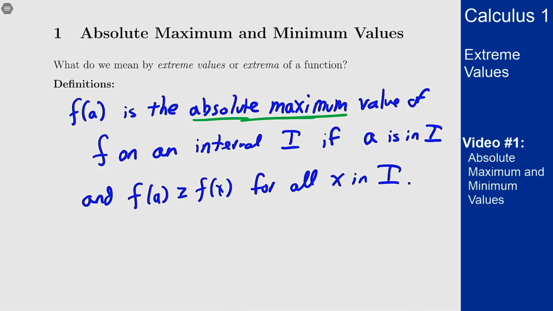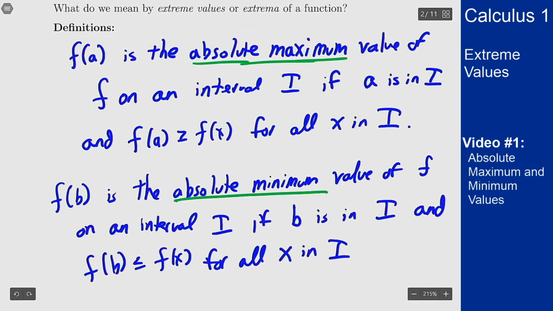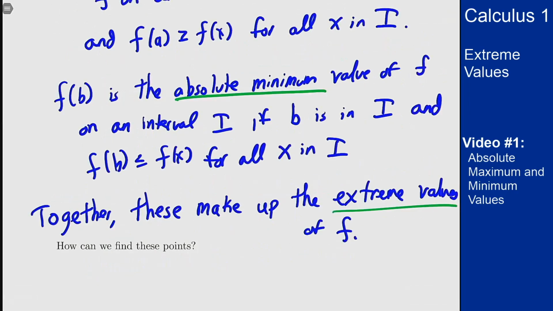We have a similar definition for the absolute minimum value, just with the inequality going the other way. We say f of b is the absolute minimum value on the interval if b is a point in the interval, and f of b is smaller than or equal to every value on the interval. Together, these absolute max and absolute min make up the extreme values. You'll sometimes hear these referred to as global extreme values, to contrast with local extreme values that we'll talk about later. But these are just the biggest and smallest values this function obtains on this certain interval.